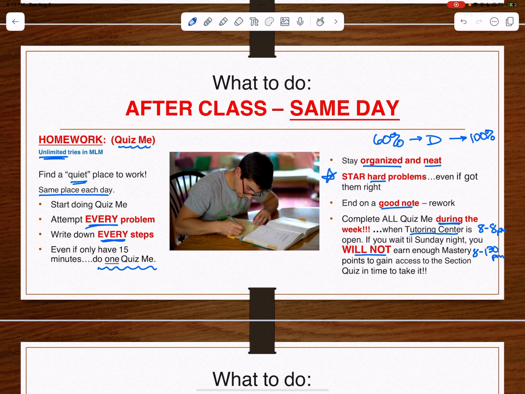So anyway, the good news is the quiz me, if you make a D, it automatically turns into 100. Okay, so basically it is pass fail. If you pass that quiz me, then you can go on to the next quiz me. If you pass all of them, then you get access to the section quiz.